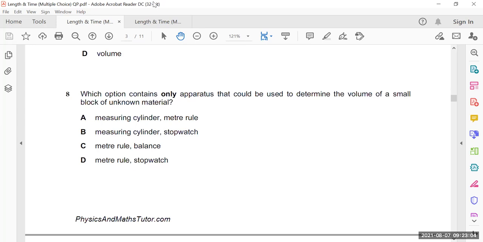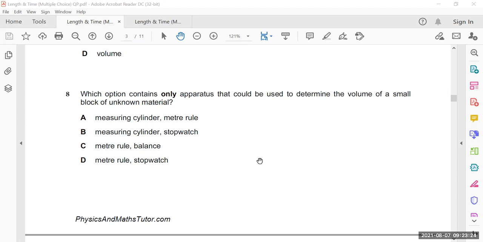Okay, I have received some answers. Let me read. Jivan said D. Lee said volume, yes, correct answer. Anasuya said D, yes. Okay, now question number 8, children.